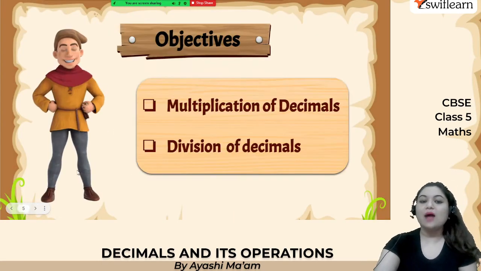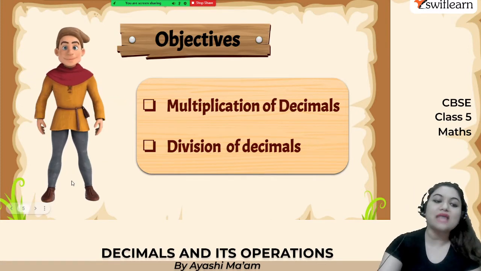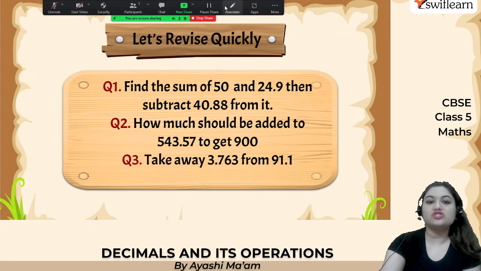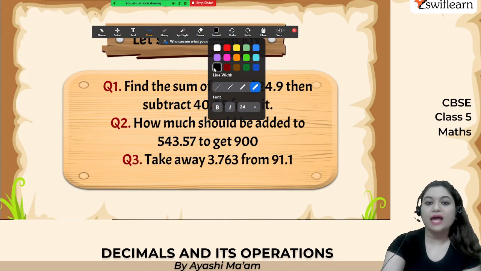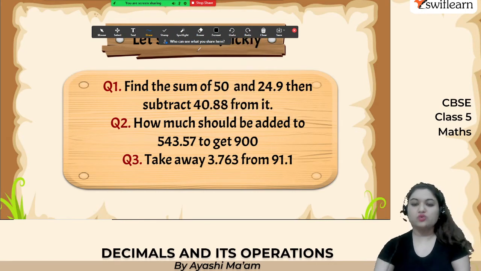Okay. So let's come to today's topic. Today we are going to look into multiplication of decimals and division of decimals. Before that, let us do a quick revision. So in the previous part, that is in part 4, we did the addition and subtraction of decimals, right? So let's do a quick revision.